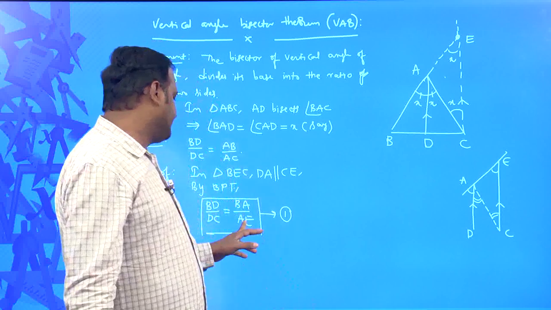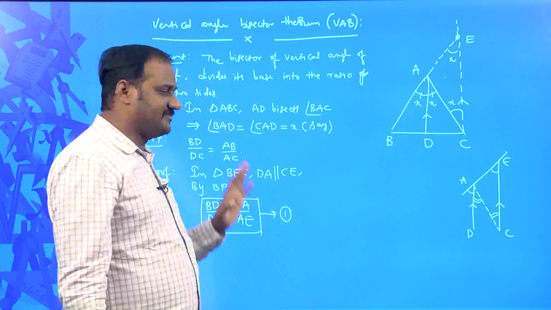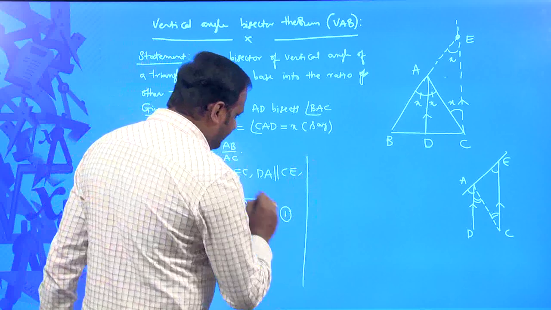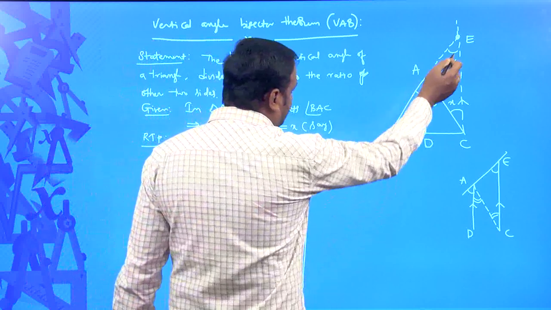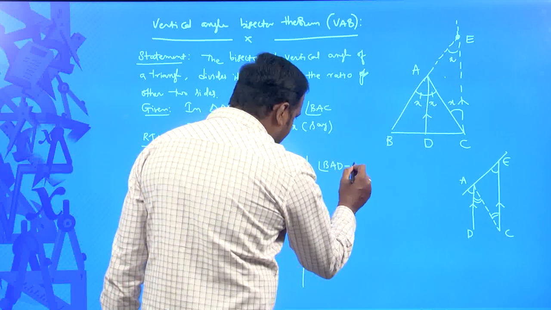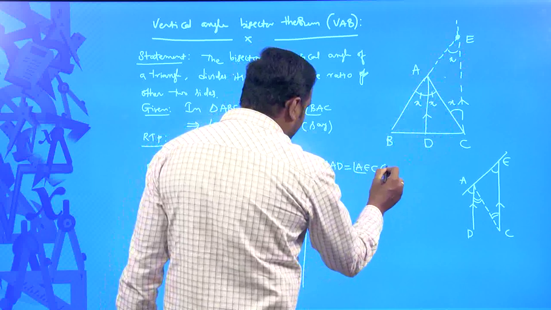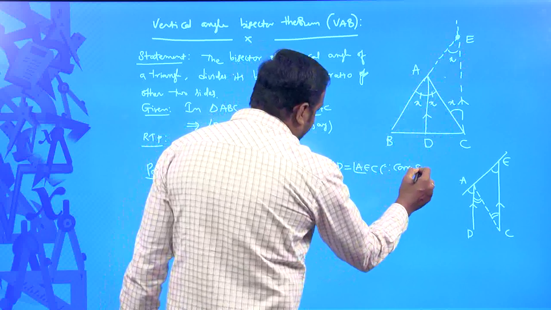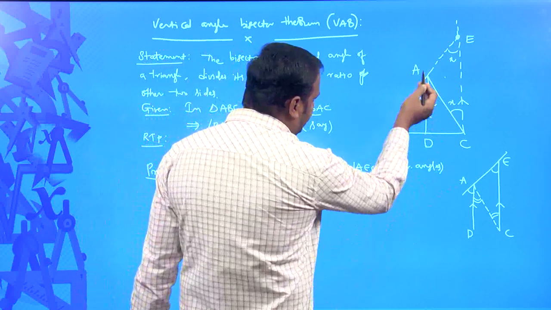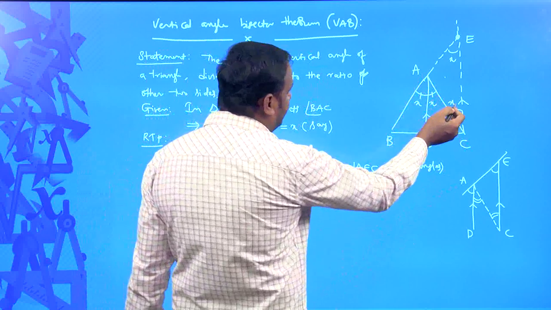So, if you substitute AC in place of AE, therefore BD by DC is equal to BA by AC. Matter over. Hope you understand how to prove this, right? I will just write them briefly here. Here this angle BAD is equal to angle AEC since they are corresponding angles. And what is this angle? Angle DAC or CAD, which is equal to which angle?